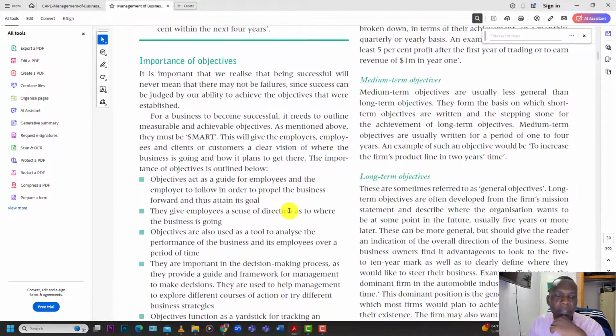Okay, so importance of objectives. We can see why it is important to have objectives, but let's just read what they have here. The importance of objectives is outlined below. Objectives act as a guide for employees and the employer to follow in order to propel the business forward and thus attain its goal. So you have the objectives, they are laid out, and these act as a guide for the employees and the employer to follow.